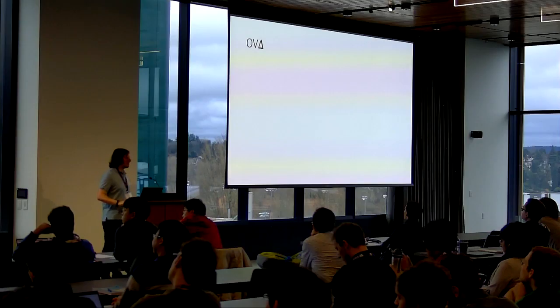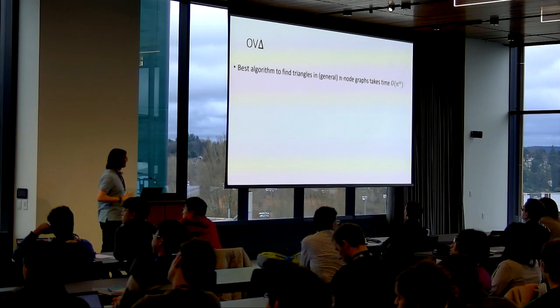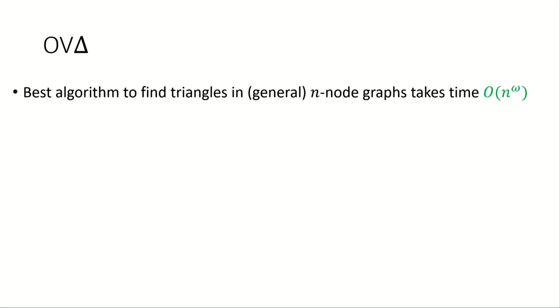Okay, so let me more precisely state the result, at least for triangle finding. The best known algorithm to find triangles in general graphs runs in n to the omega time. Again, omega is the matrix multiplication exponent. Probably many of you have seen this before. You basically just square or cube the adjacency matrix of the graph, and then you can use that to figure out whether the graph has triangles or not.